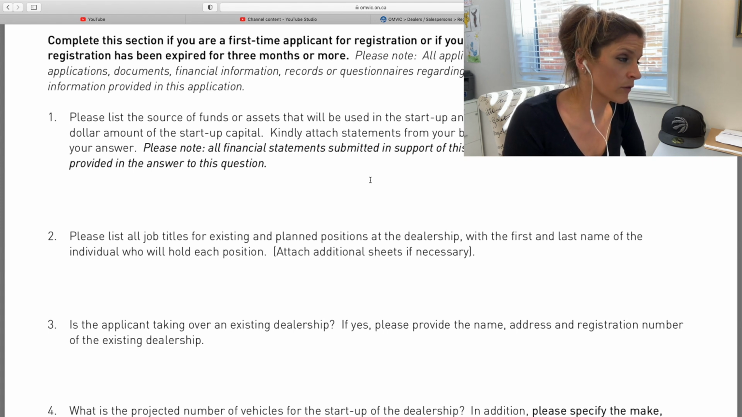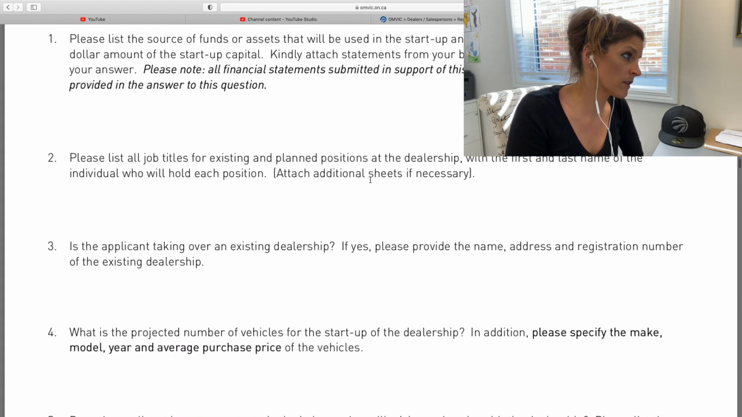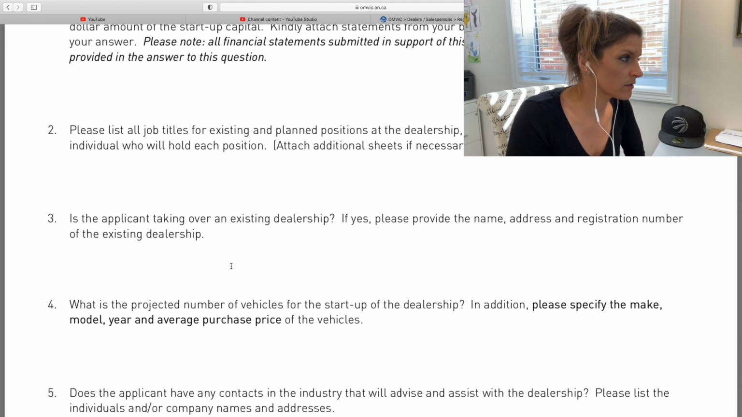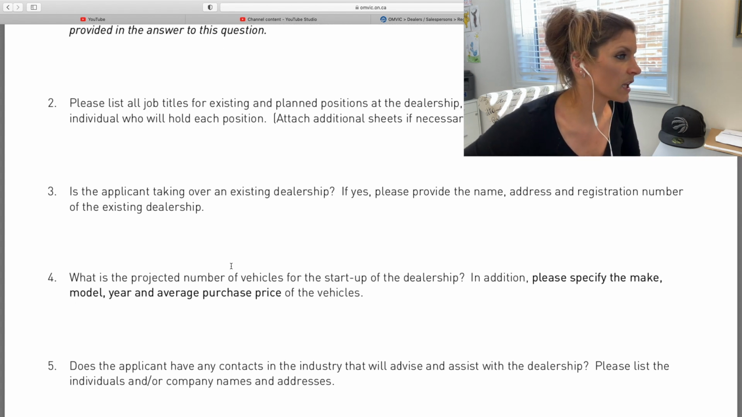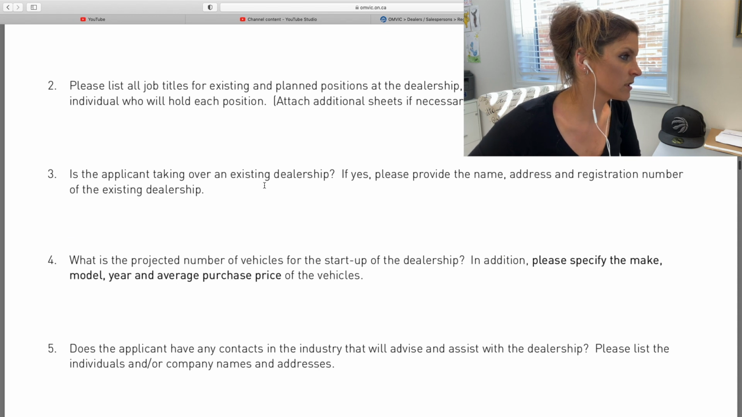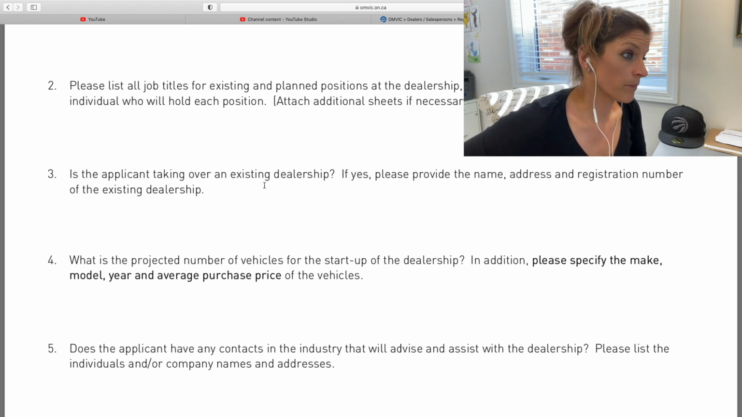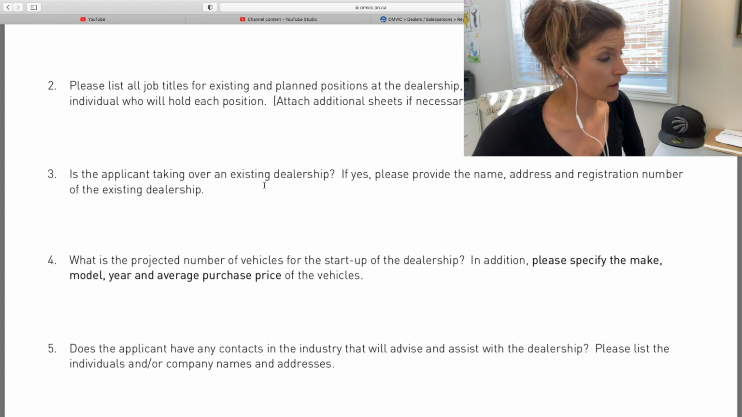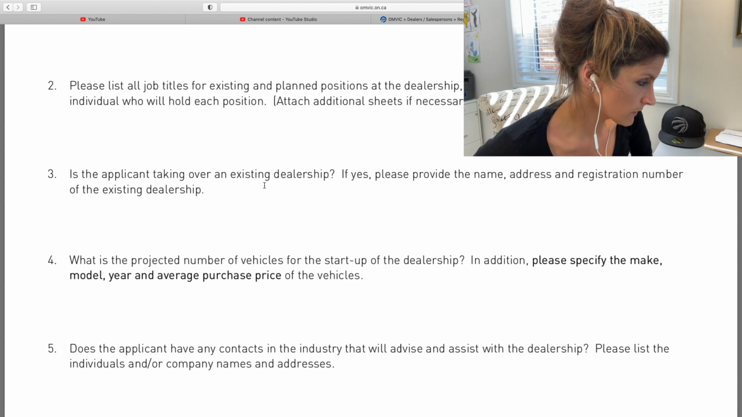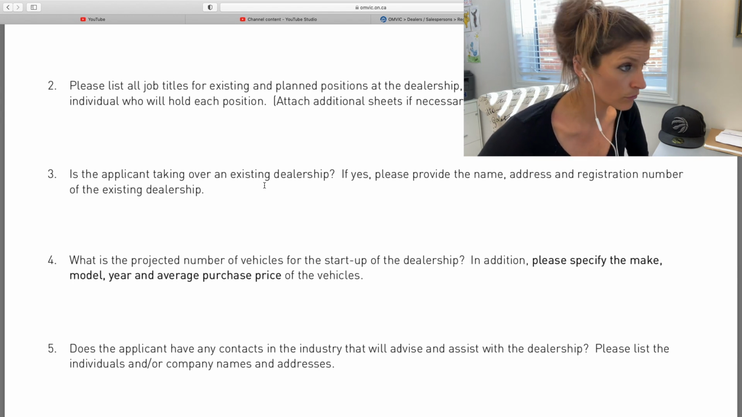Is the applicant taking over an existing dealership? If yes, please provide the name, address, and registration number of the existing dealership. Well, that's kind of nice. That's actually a wonderful situation if you're just taking over an existing lot. What is the projected number of vehicles for the startup of the dealership? In addition, please specify the make, model year, and average purchase price of the vehicle. So that's all very personal, and that's all very up to you. There's no right answer for that. So that's just, what are your plans?